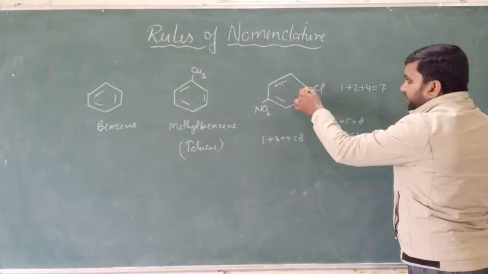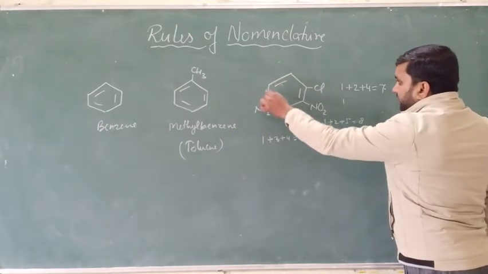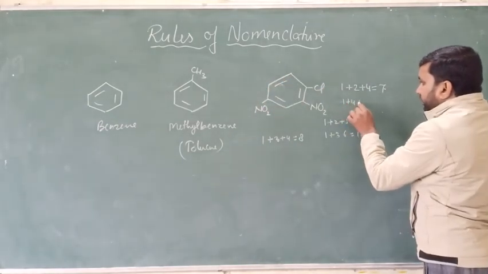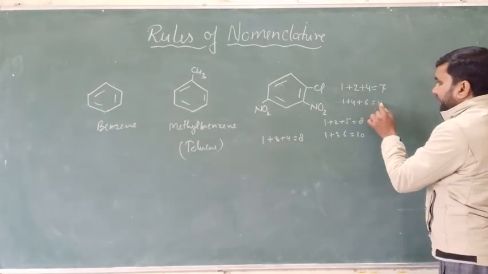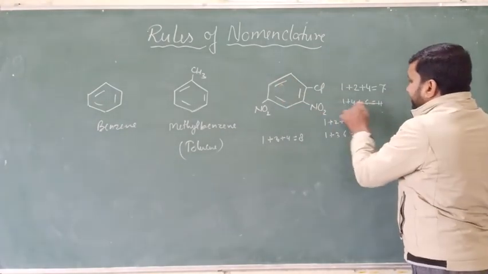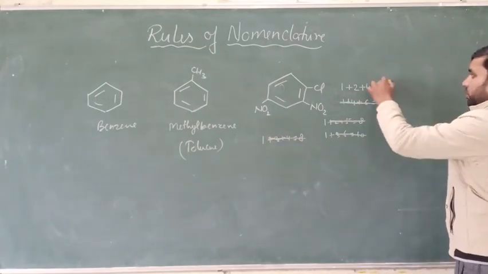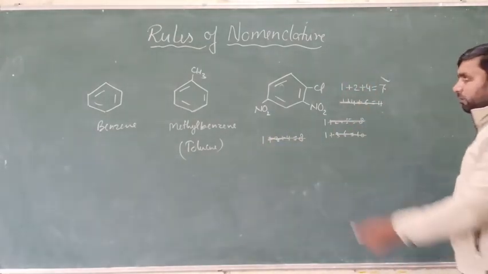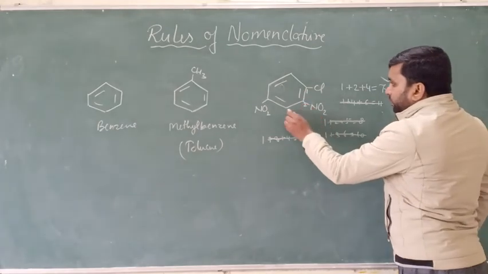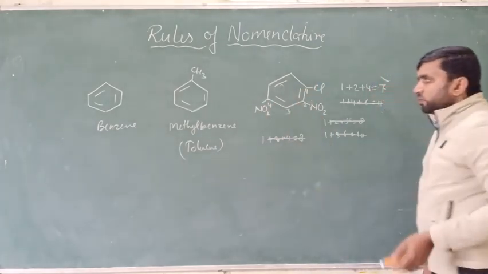If you go the other way, chlorine 1, 2, 3, 4, first NO2 at 6, second NO2, you will get 11. Means this way of numbering is not possible. The totals 8, 10, 8 and 11 are not the lowest; 7 is the lowest, so that numbering will be considered because it gets the lowest number. So the name will be written.